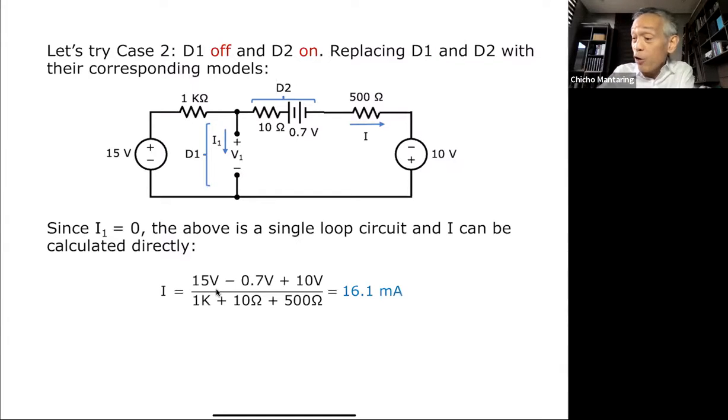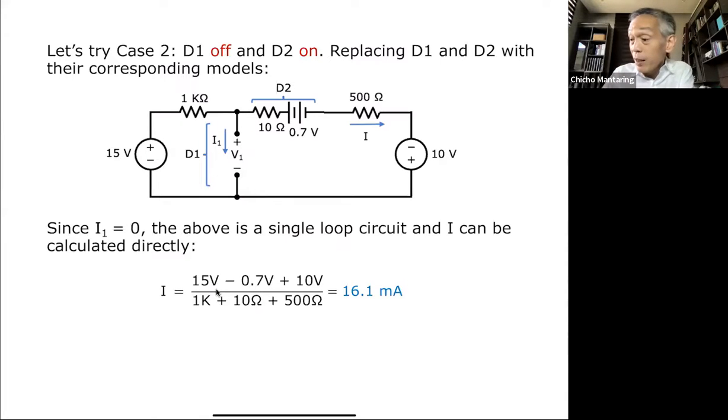So what is I? I can combine all the voltage sources I have in my single loop. So I have 3 voltage sources: 15 volts, that's positive, 0.7 volts is negative, and then itong 10 volts is also positive because I'm traversing clockwise. Traversing clockwise, so voltage rise positive, voltage drop negative. So the total voltage is 15 minus 0.7 plus 10 divided by the total resistance in my loop, which is 1K plus 10 ohms plus 500 ohms. I'm going to get 16.1 mA.